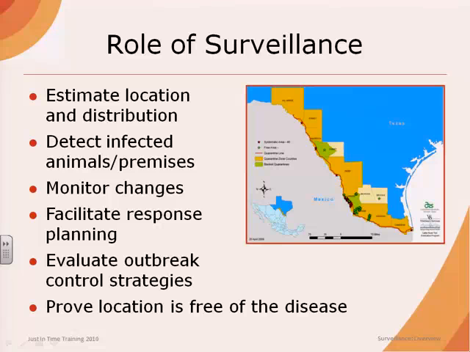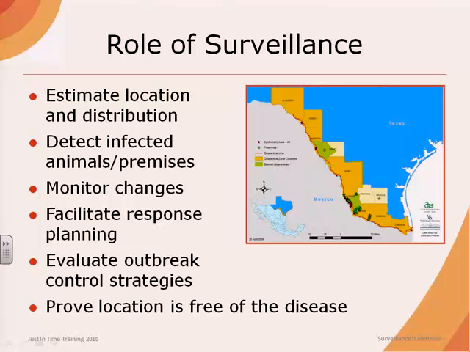Early in the response, surveillance efforts will be required to determine the extent of the outbreak, so appropriate control areas can be defined. Detection of infected animals or premises provides valuable data about the magnitude and distribution of the outbreak. This information will aid in developing the response actions and control measures needed for the situation.